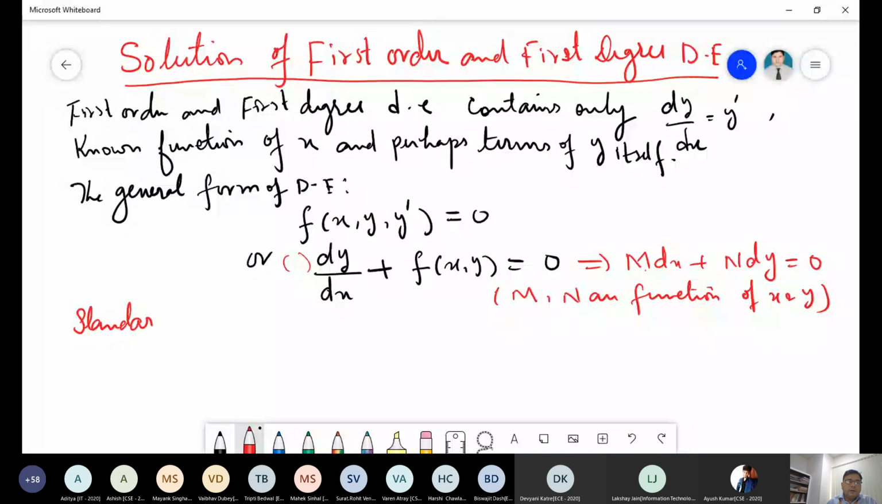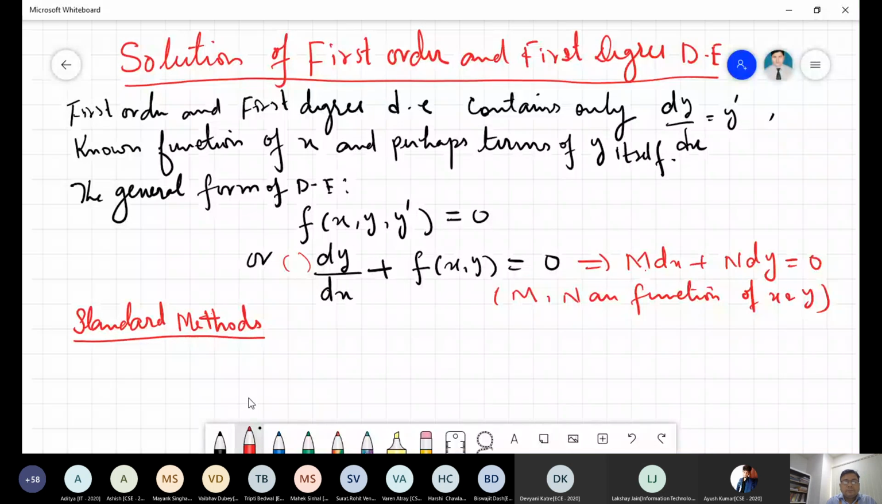Now what are the standard methods to solve the differential equation? Now see, here I am using the first order and first degree differential equation. Next we'll go for the higher order differential equation, right? So there is another method to solve the higher order differential equation, but here we are using it for the first order first degree. So the standard methods are, come to that one.